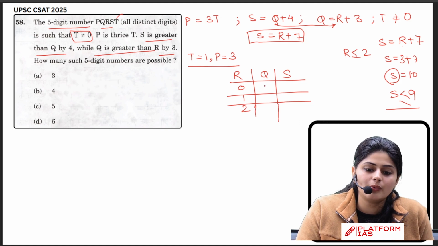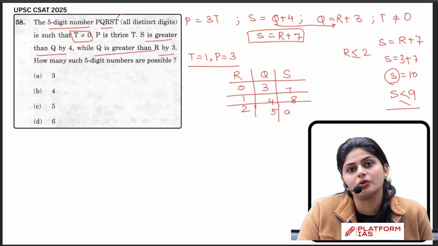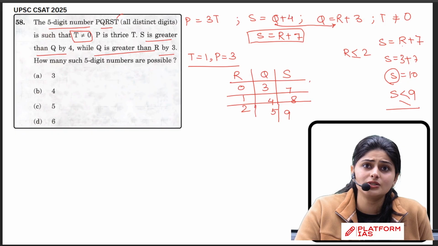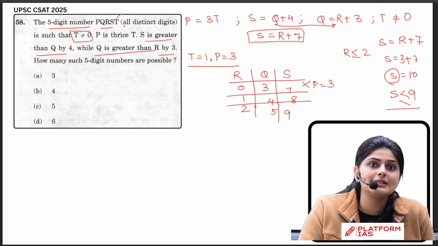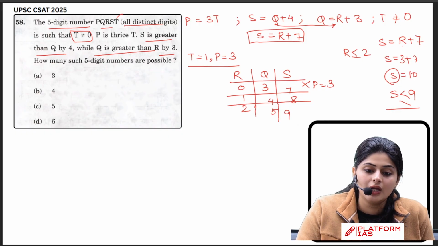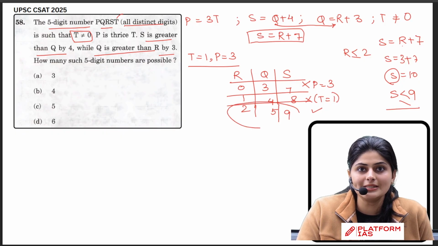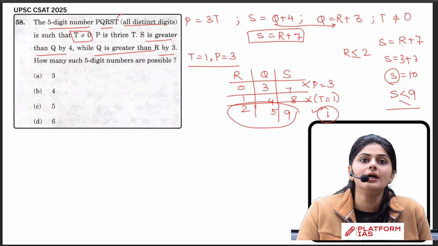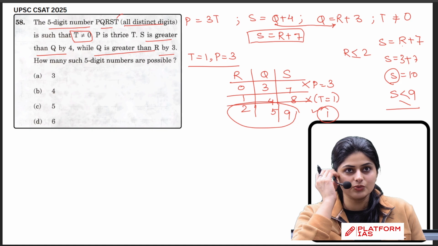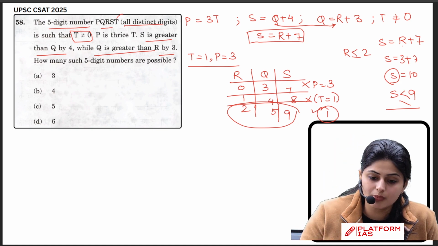So if we find out the values of Q, it will be 3, S will be 7. Here Q will be 4, S will be 8. Q will be 5 and S will be 9. Now this is not possible as P is 3 and we have been given that they are distinct digits. Here it is not possible because T is equal to 1. This is possible. So we will circle it and mark it as 1. This is the one possibility. This will give me one 5-digit number possible.